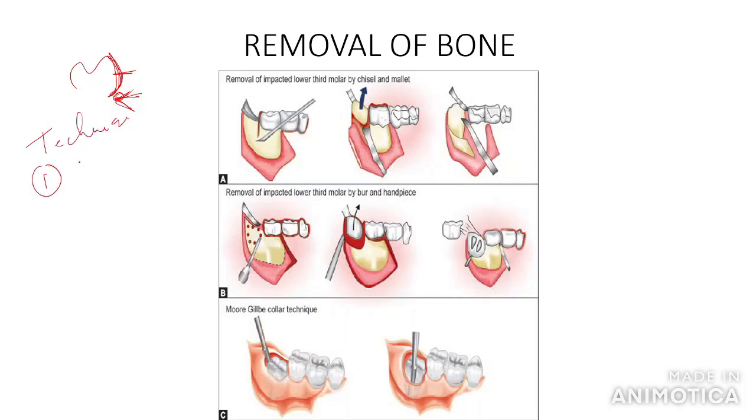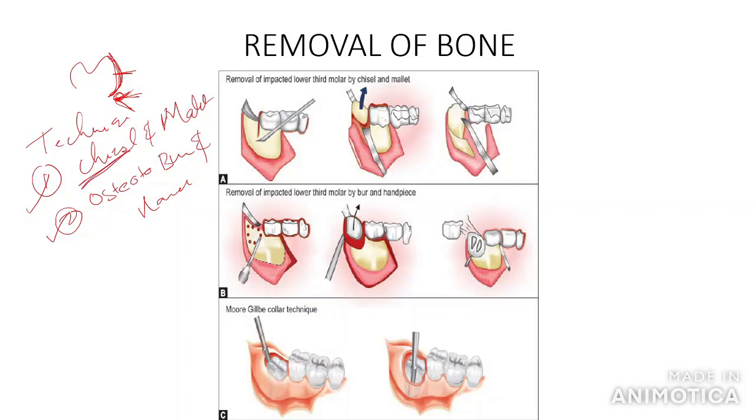Okay, so let's talk about techniques. Initially we used to have only chisel and mallet, but now we also have osteotomy burrs, so an osteotomy burr and handpiece. This is quite an old technique. This is what we use nowadays, and it is definitely safer, but takes a lot of time. And this can cause complications like emphysema.